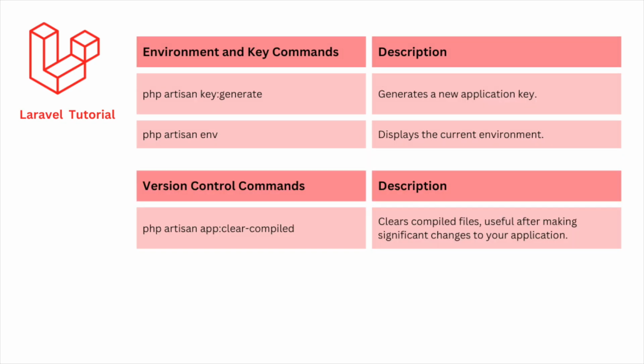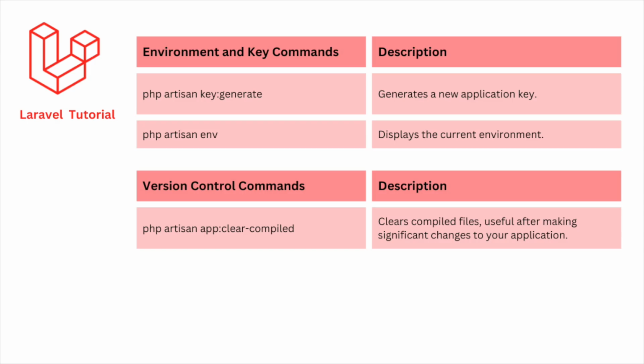Now let's see some last commands. Here you can see environment and key commands. Let's write php artisan key generate. This one generates a new application key for your project. If you have any requirement to generate a key, you can use this command. Next is php artisan env. This displays the current environment which you are on, whether it's a development or production environment.